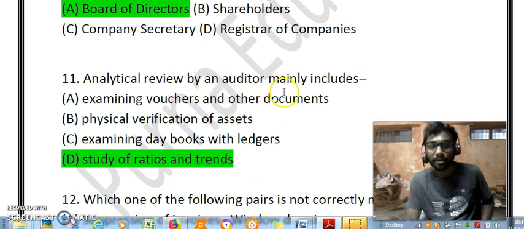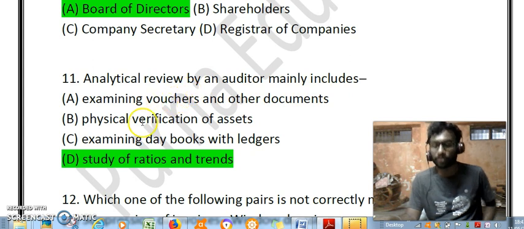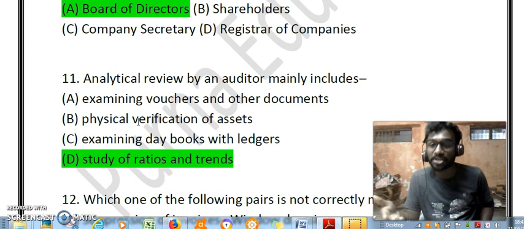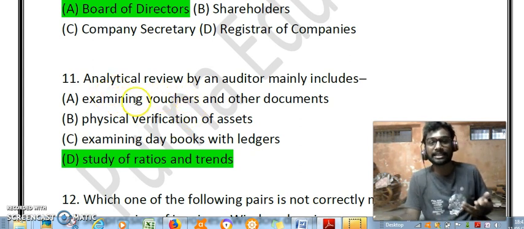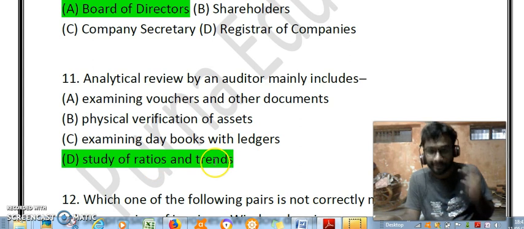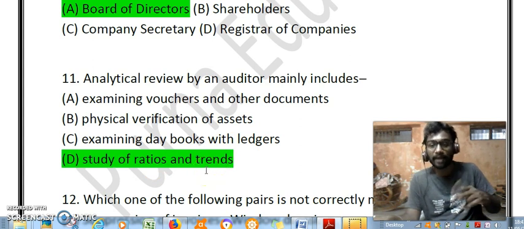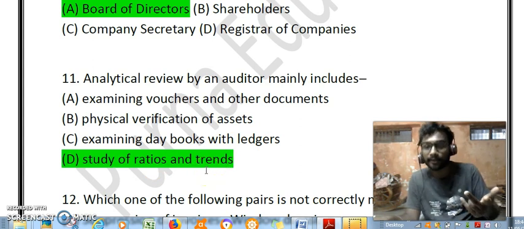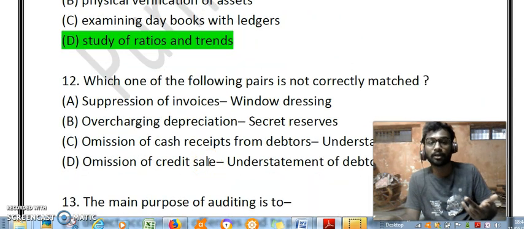Analytical review by an auditor mainly includes what? Analytical review will be made in order to go for decision making. So, how will the decision making be done? Examining books and other documents, physical verification of assets, examining day books with the ledgers, study of ratios and trends. Yes, study of ratios and trends will help in better decision making in the future.